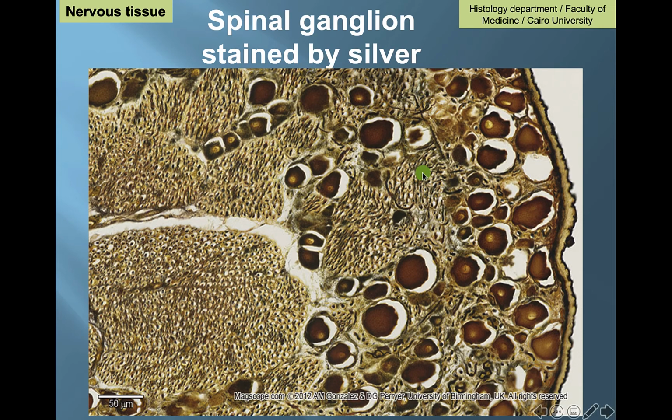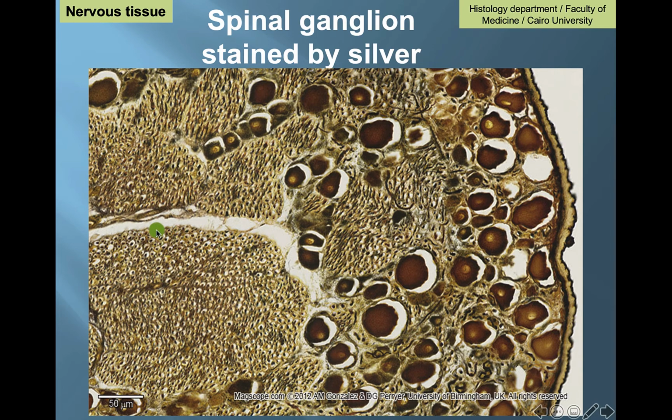Here, this is a very good and magnified picture of the spinal ganglia stained by silver. You can see the cell bodies stained brown by the silver stain, due to the presence of the Golgi. Of course, we also have neurofibrils inside, but here the Golgi is very prominent and causes the brown coloration of the perikaryon. Also, we can see neurofibrils present in the nerve fibers.